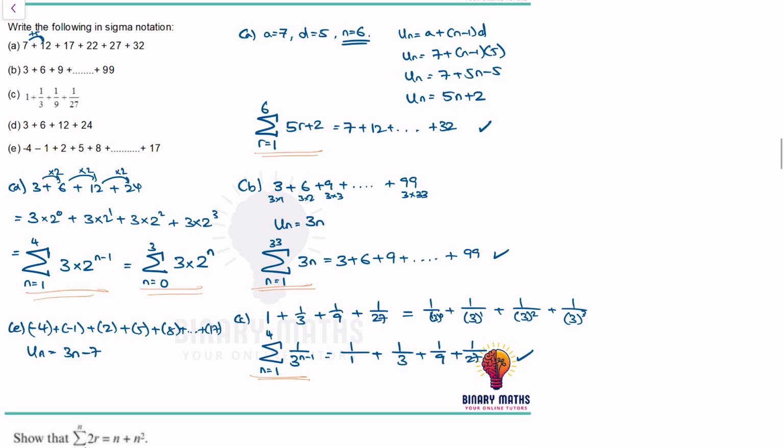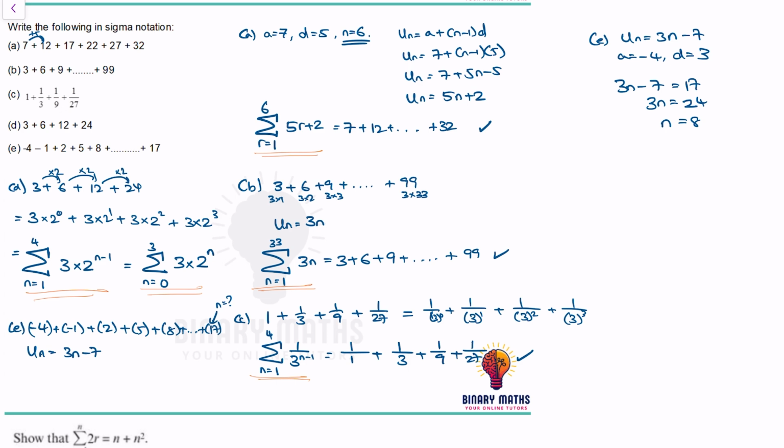What I need to do also, don't have enough space here, so I might as well write it here. So E is un is equal to 3n minus 7. So A is equal to minus 4 in this case, and the D is equal to 3. We don't need that information actually, but we need to find out what term what is n equal to. Well, how many terms do we have there? So if we equate the nth term to 17, then that means 3n will be equal to 24, which means n is equal to 8. So that means we have 8 terms here.